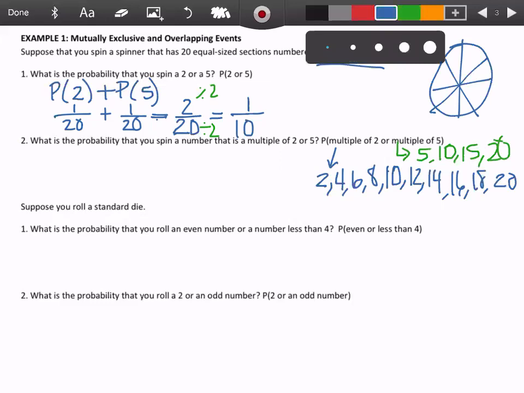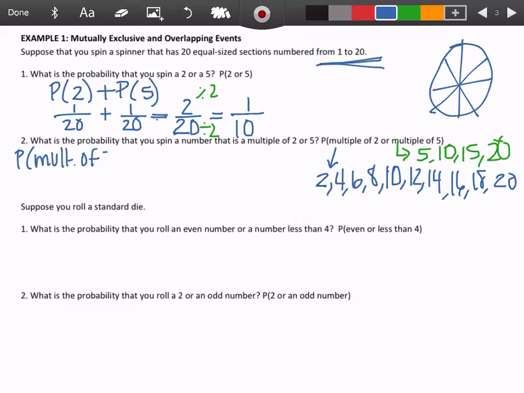So remember that if we have repeat numbers or if we have overlapping events, the formula is probability of a multiple of 2 plus the probability of a multiple of 5 occurring minus the probability of both occurring at the same time.